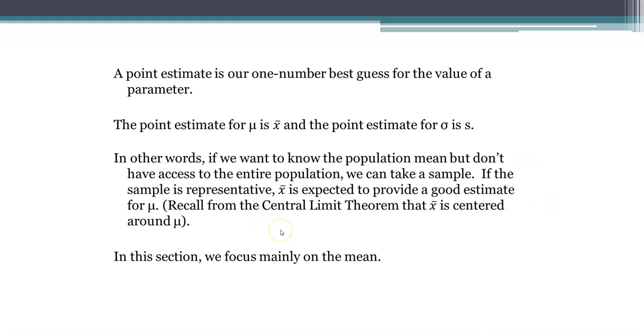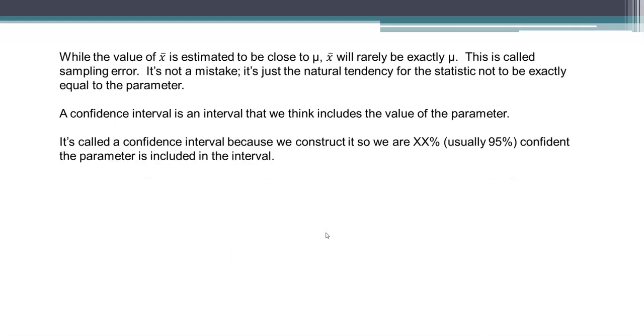So the process here is we want to know the population mean, but we don't have the entire population. So we can't calculate a mean if we don't have the whole population. So instead we take a sample, and we hope that we've got a good quality sample, meaning it's representative. And if that's the case, then X bar is expected to give us a good estimate for mu. And if you remember, the central limit theorem told us that the sample mean is centered around the population mean. So that's the first quantity that we're interested in.